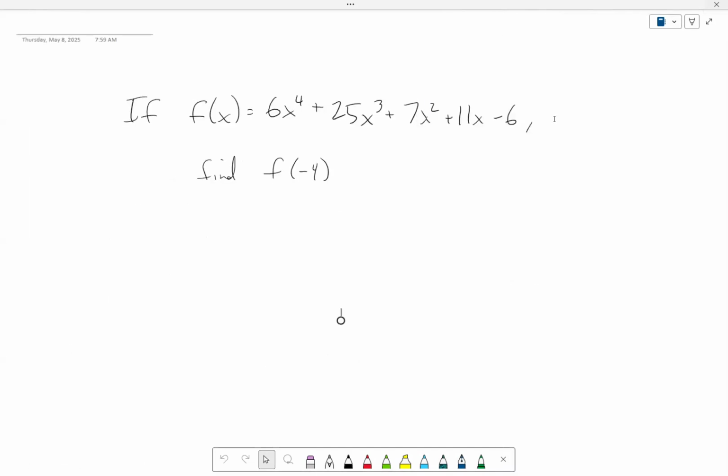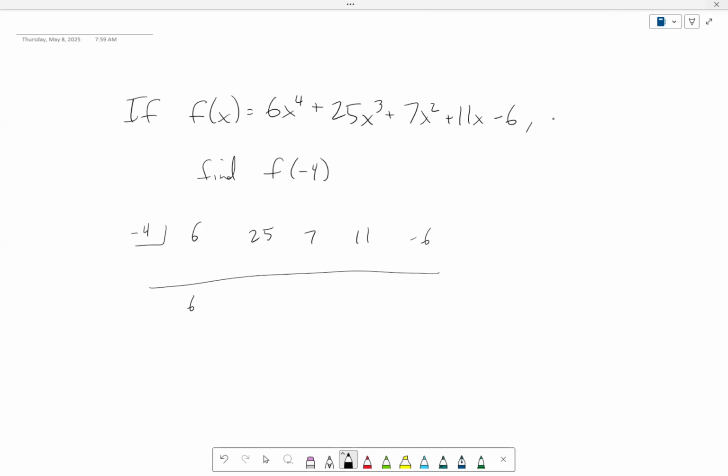Thank you. Did you plug it in directly? Or did you find some other way to find f of negative 4? Can you show me what you got? Okay, I'm seeing negative 2's, is that right? Okay, I'm going to check by using synthetic substitution. Did I write these correctly?